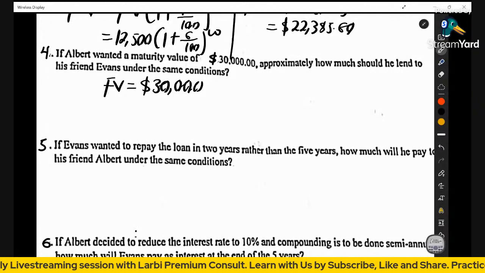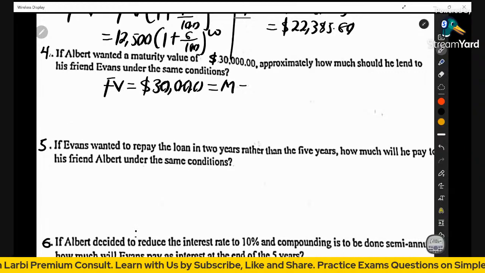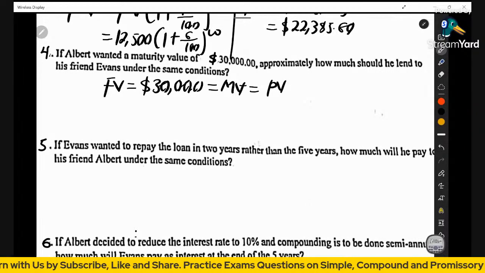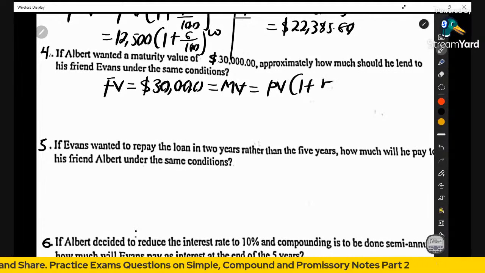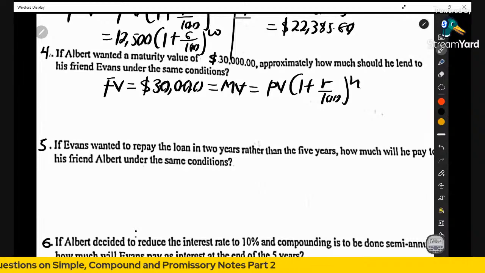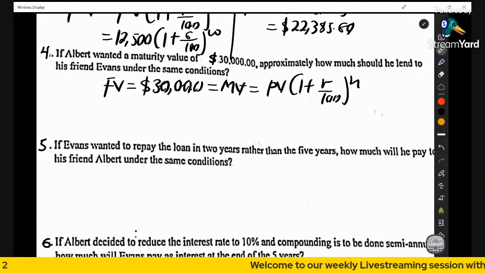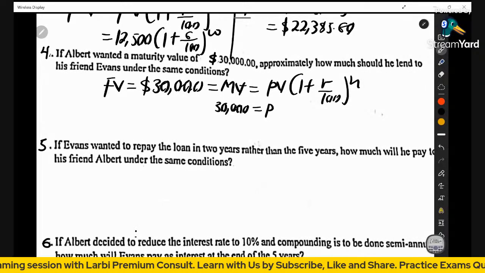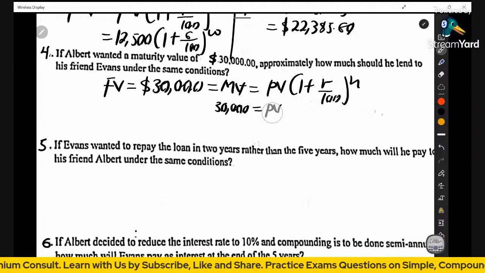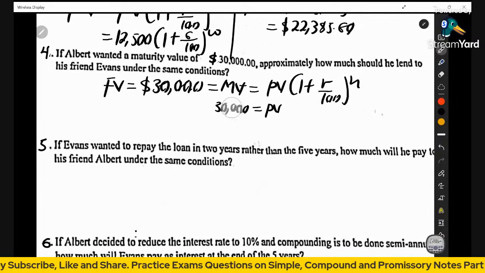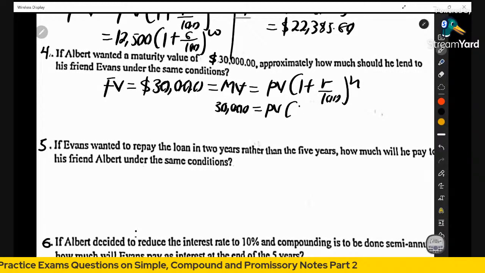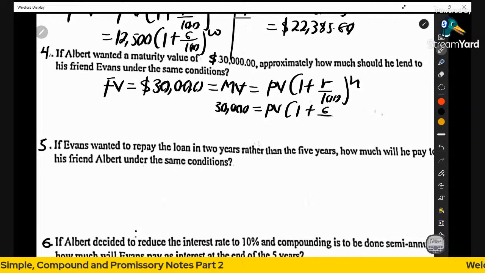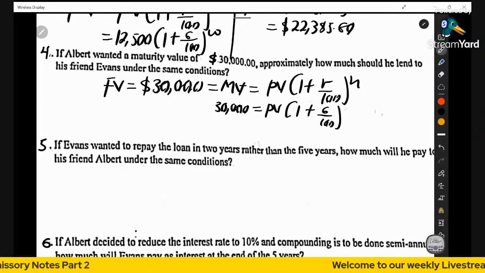All right, so we know that our future value, being equal to the maturity value, should be equal to the present value or the principal times the bracket 1 plus r over 100, to the power of n. Hope you are there. So our future value is 30,000, and that should be equal to the present value, which we don't know now because our future value has changed. So we need to know the amount that we must lend to Evans so that we get 30,000 at the end of 5 years. At the same condition, we have our interest rate as 6 over 100, and n as 10.